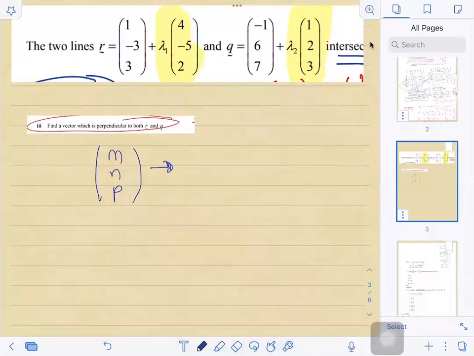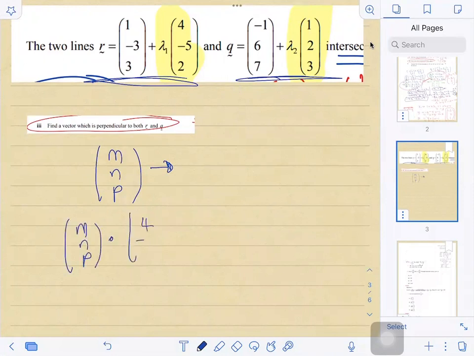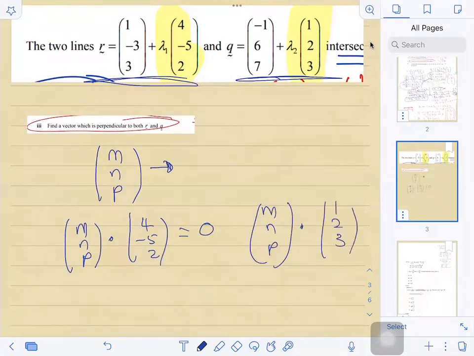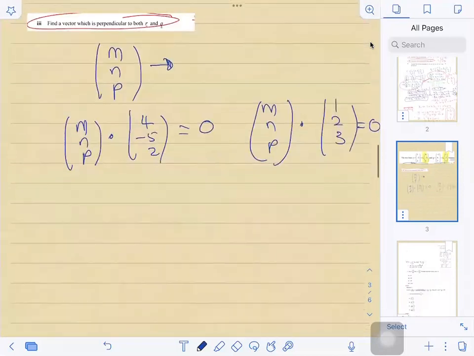To get this actual vector that is going to be perpendicular to both of these lines, what we need to do is dot product (m, n, p) with (4, -5, 2). That will give us one equation. Then we dot product the same thing with (1, 2, 3), the directional vector, and that will give us another. So that means 4m minus 5n plus 2p equals 0, and m plus 2n plus 3p equals 0.